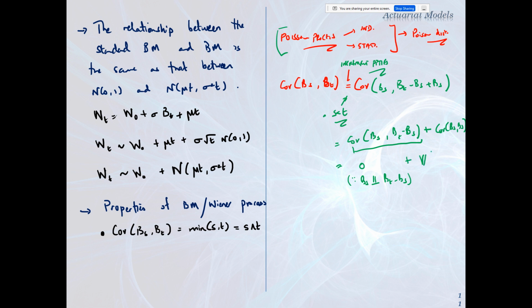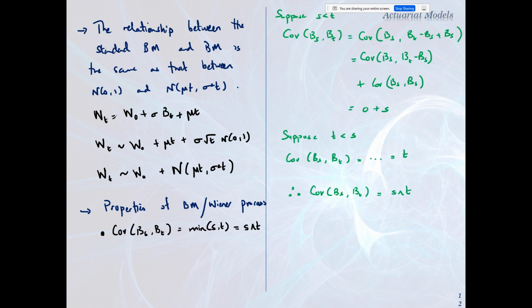Plus, what is the covariance of BS, BS? It is the variance of BS. We know that BS follows a normal distribution with mean 0 and variance S. So the variance of BS is equal to S. So when S is less than T, the result is S. If we take the second case, S strictly greater than T, when you go down with the calculation, you will see that the result is T. So the covariance of BS and BT is equal to the minimum between S and T. And the answer is here.